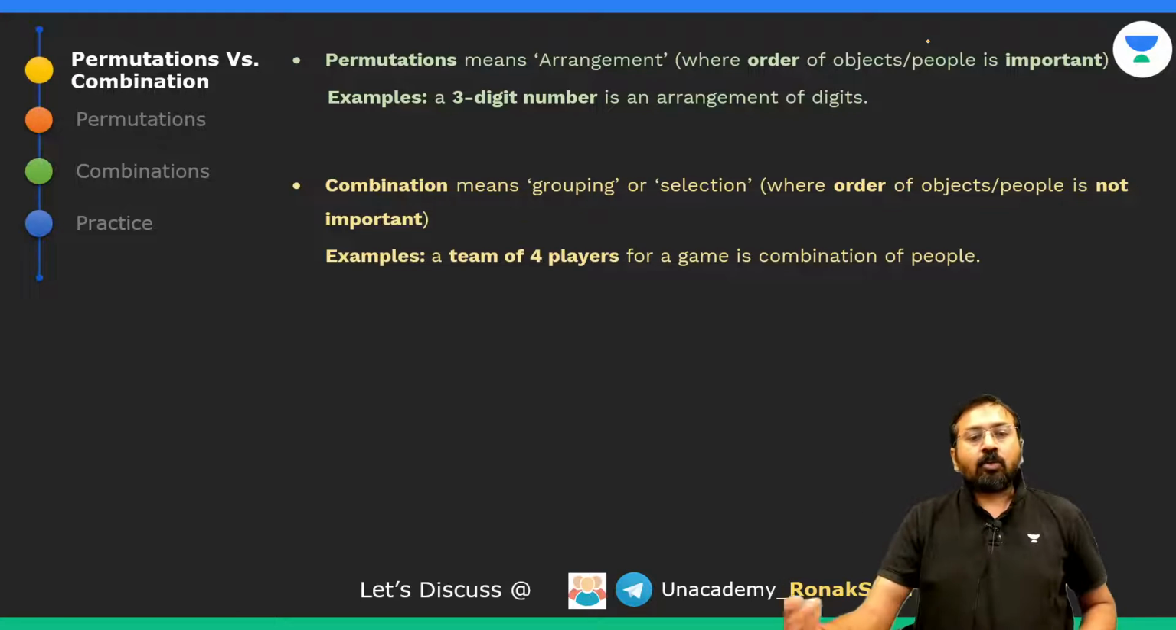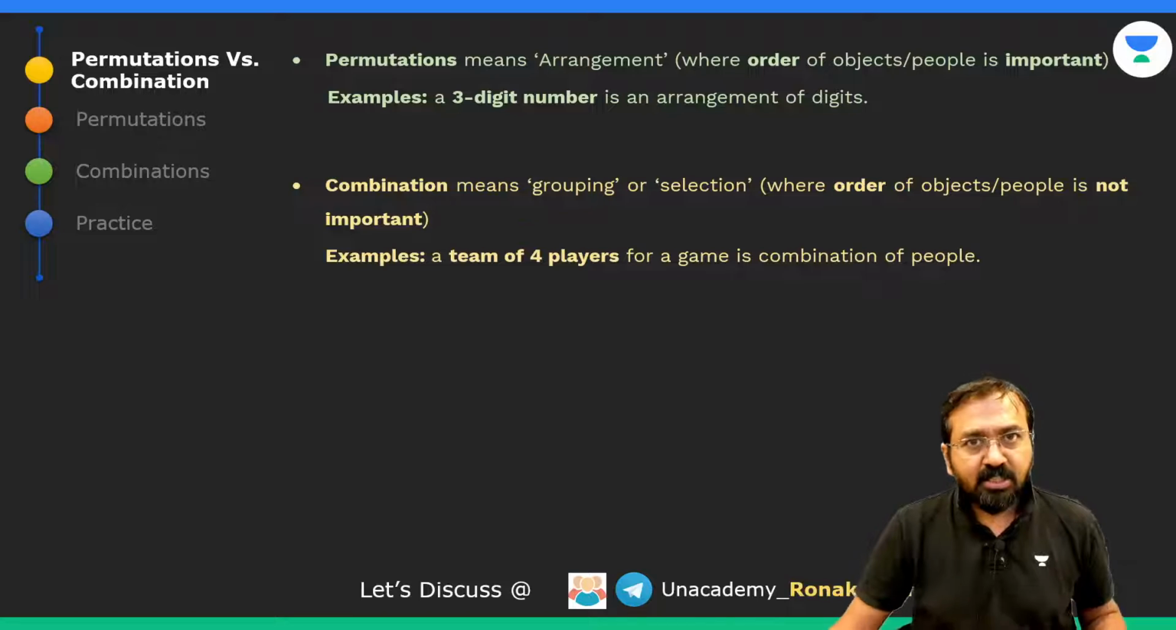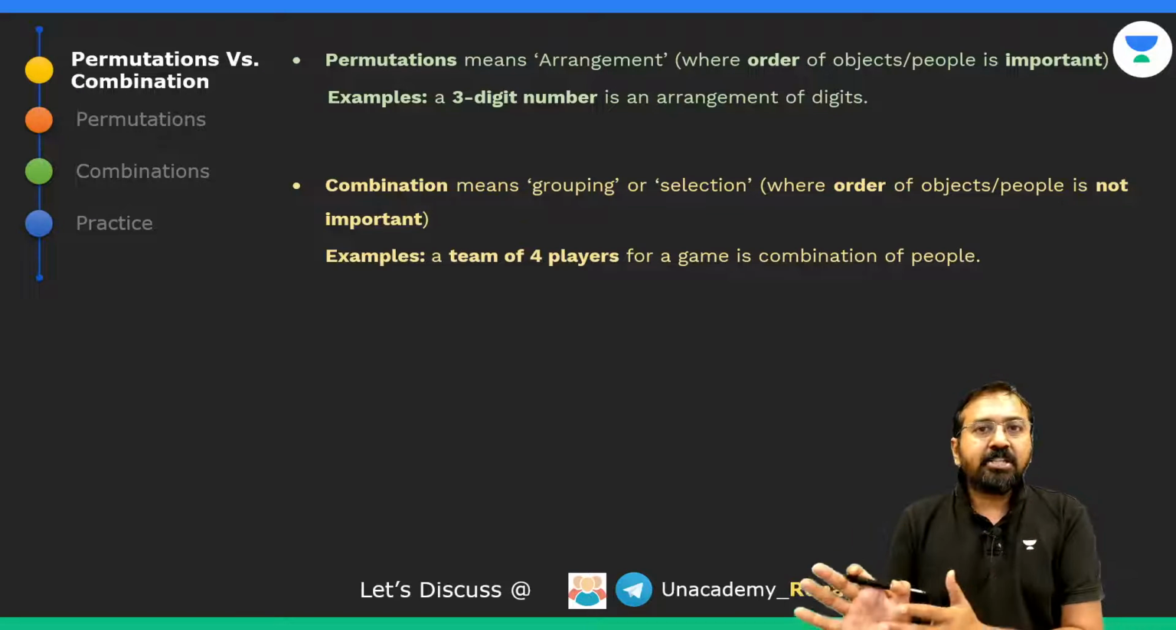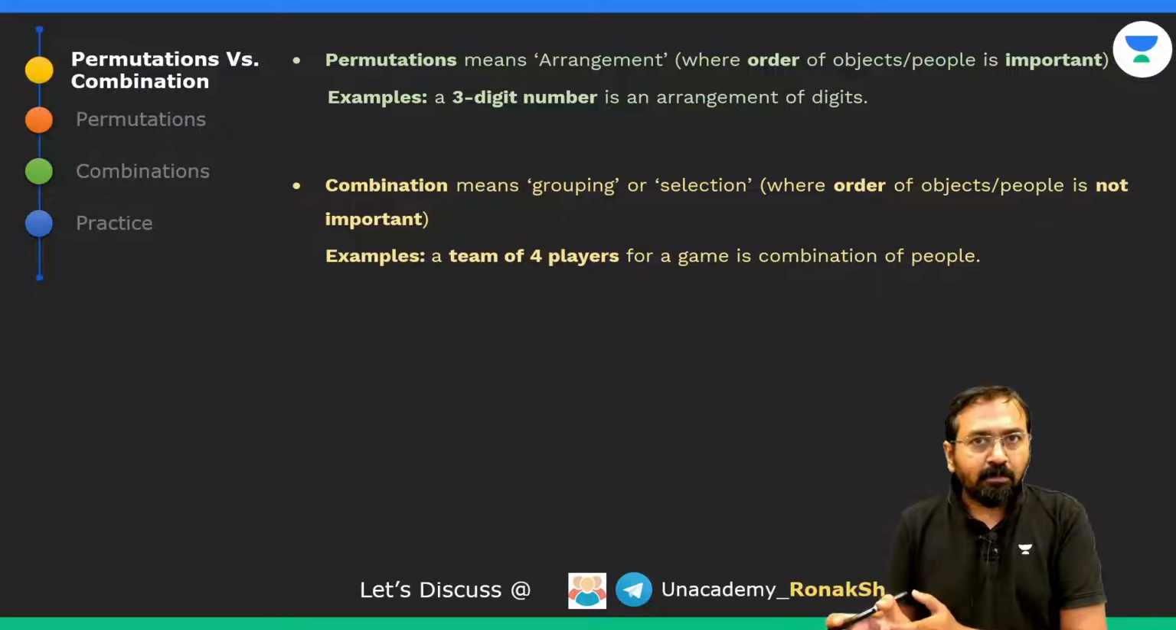Now let's look at the concept of permutation and combination. Permutation means arrangement where order does matter, and combination means selection where the order is not important.